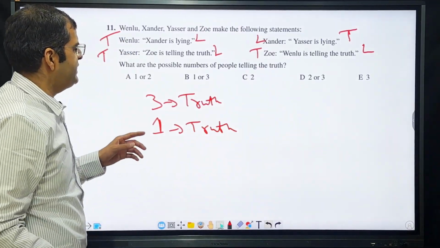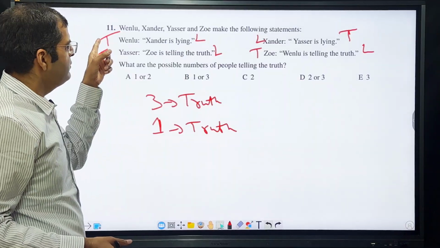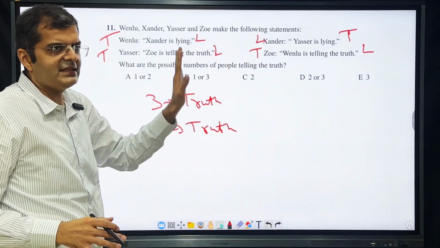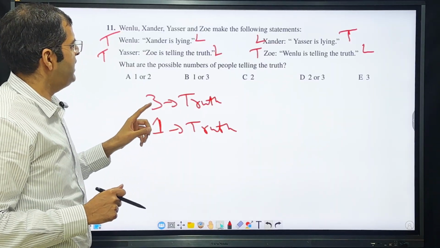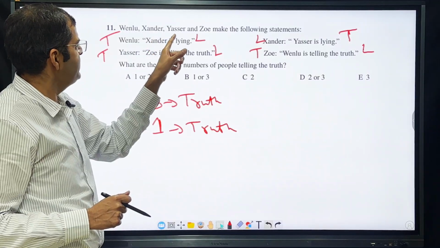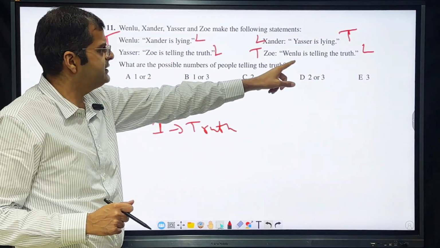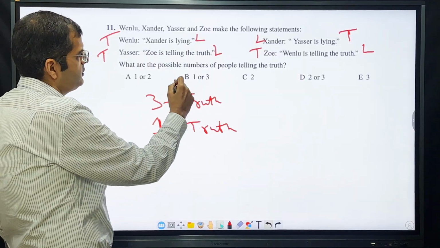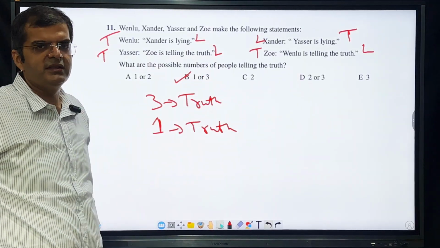So in one case, three were telling the truth, which is W, Y and Z, and X lies. Or you have a scenario where one tells the truth: only X tells the truth, and the rest of them, W, Y and Z, lie. So one or three people can tell the truth. So the answer is option B, 1 or 3.